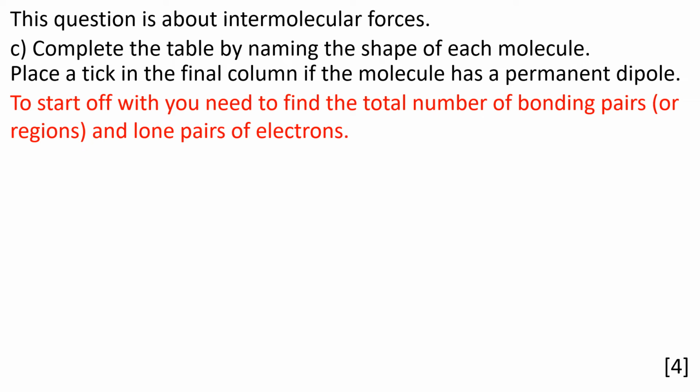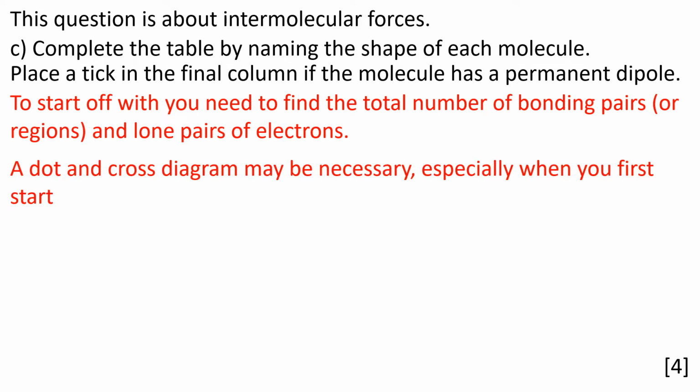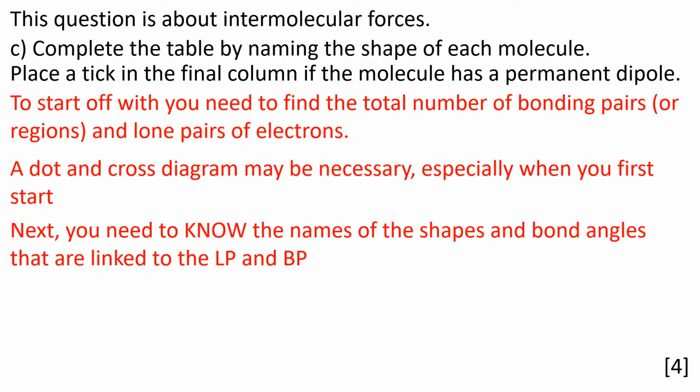To start off with, you need to find a total number of bonding pairs or bonding regions and lone pairs of electrons. This question doesn't have any double bonds in any of the molecules or triple bonds for that matter, but a bonding region will act in the same way as a bonding pair of electrons. A dot and cross diagram will help you to be able to identify the total number of bond pairs and lone pairs. These are very useful, especially when starting off, so you might need to review how to draw dot and cross diagrams. Next, you simply need to know the names of the shapes and bond angles.